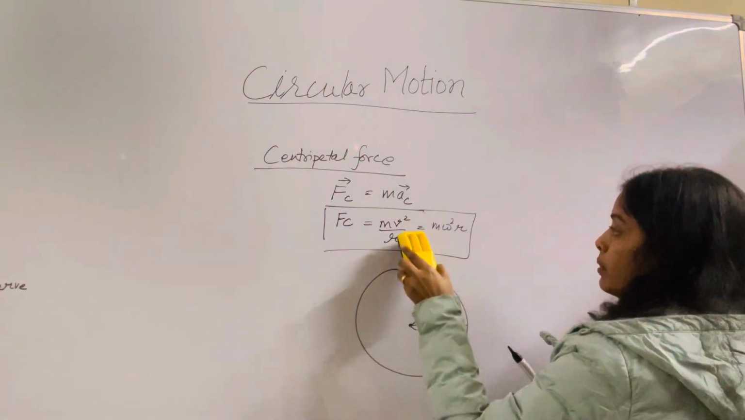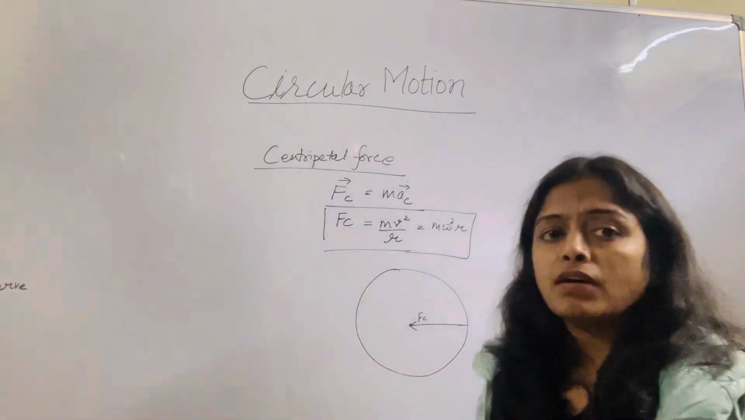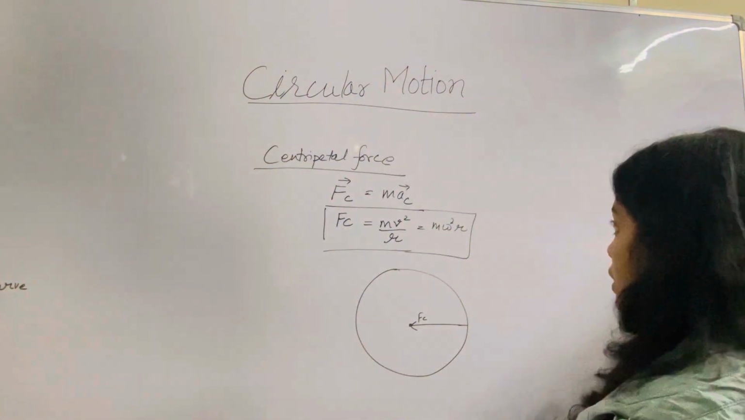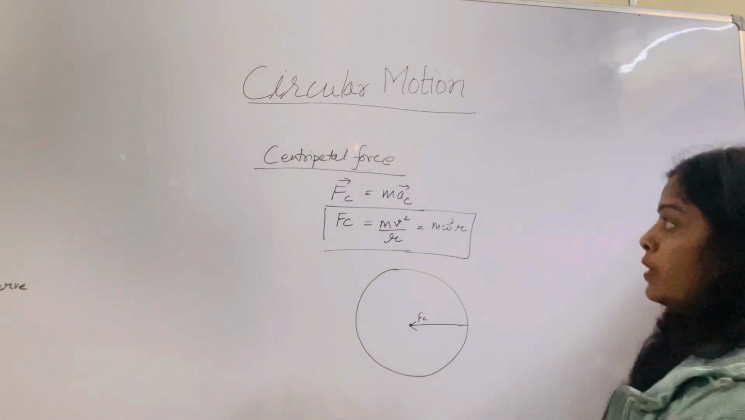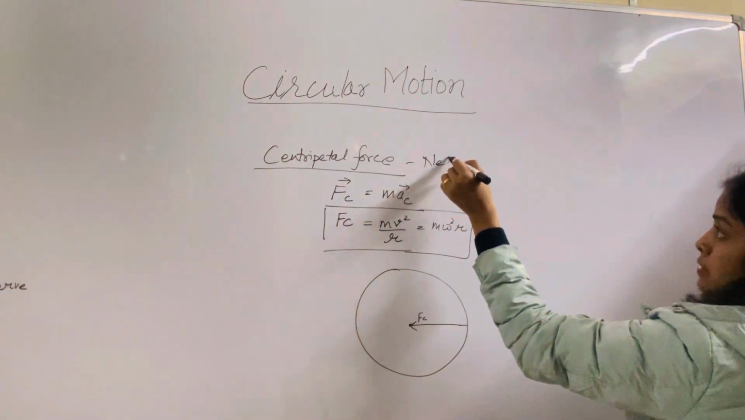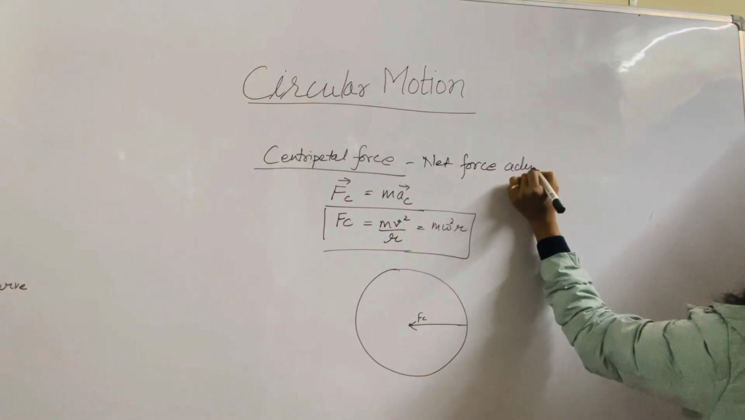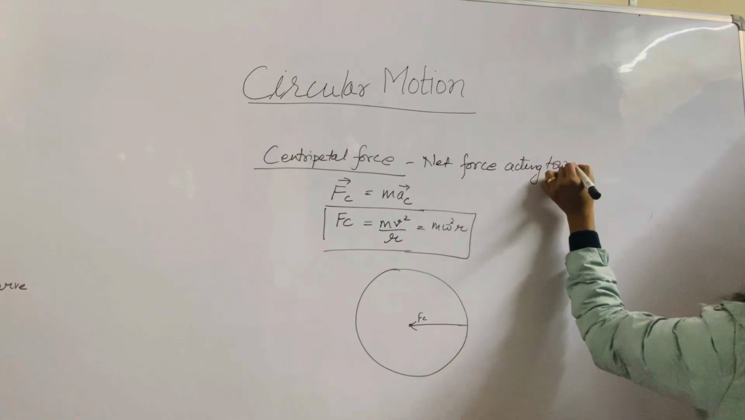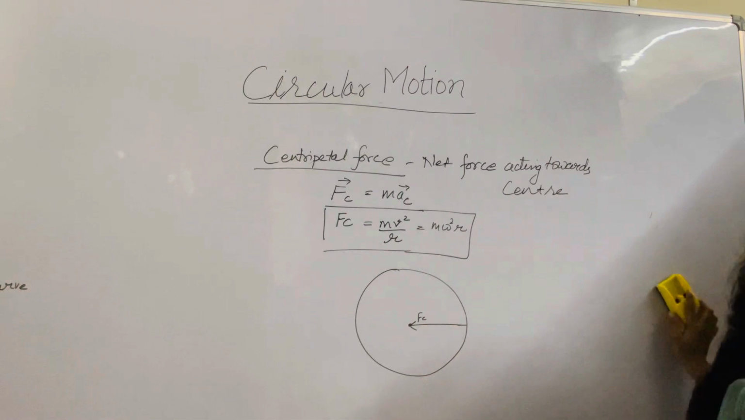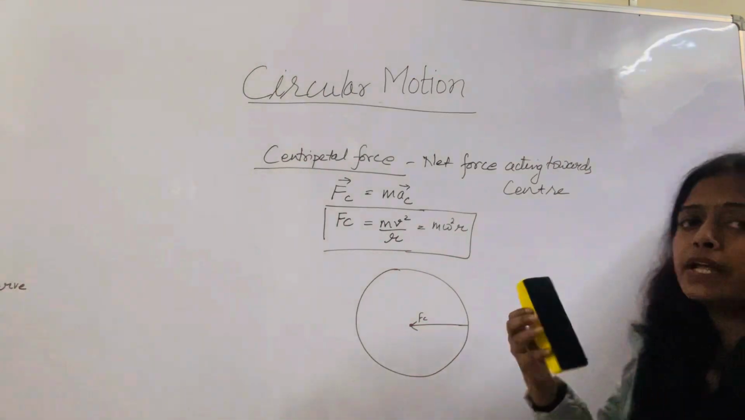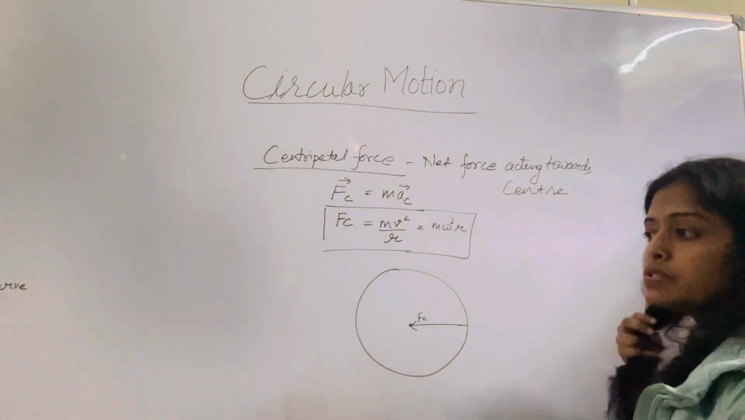What we have to know is that there is nothing extra, no new kind of force coming into account. What is the centripetal force? It is the net force acting towards the center. So centripetal force is not any new kind of force; it's actually the net force acting toward the center.